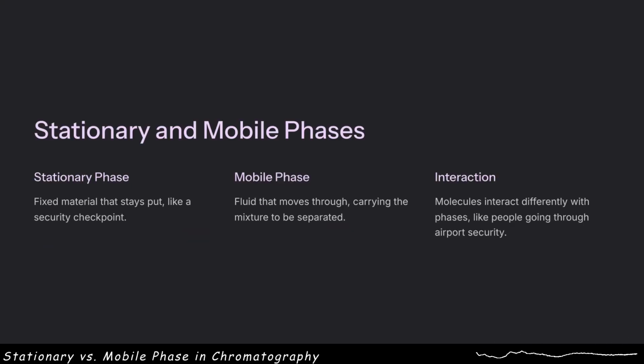The stationary phase is a fixed material that stays put, while the mobile phase is a fluid that moves through it, carrying the mixture we want to separate. They work together like a security checkpoint in a moving crowd. Think about going through airport security. The security checkpoint is like our stationary phase, it stays in one place. The people moving through are like our mobile phase. Some people, like those with lots of metal items, get stuck at security longer, while others zip right through. That's exactly how molecules interact with our phases. Some molecules are like the person with 3 laptops and metal jewelry, they're going to spend more time with security, while others are like the person traveling with just a phone, they'll get through much faster.